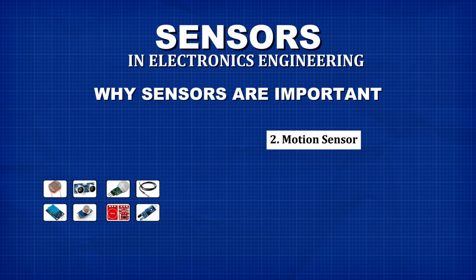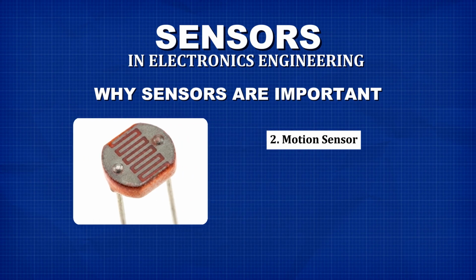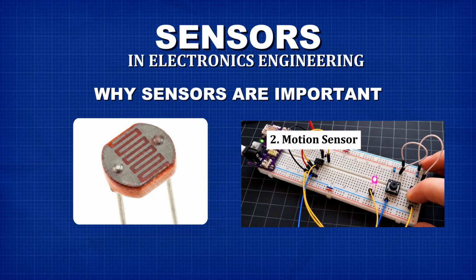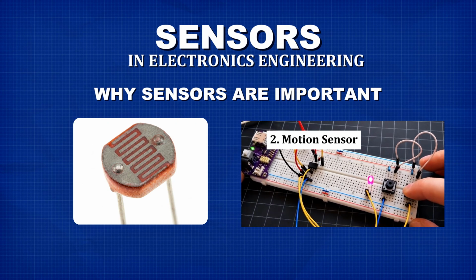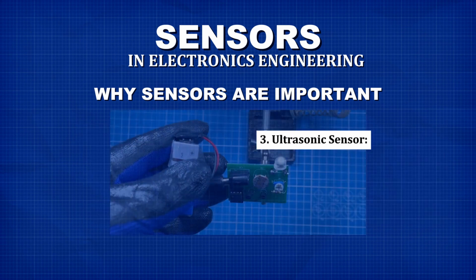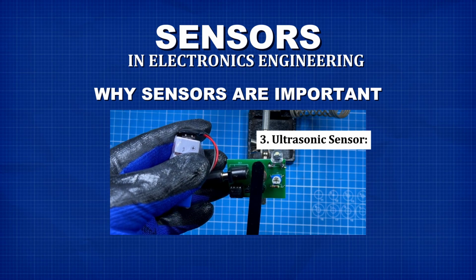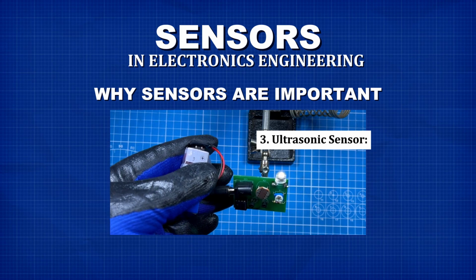So why are sensors important now? The reason sensors are very important is because they make electronic devices smart. A normal circuit can turn on or off. But when you add a sensor, the circuit can now respond to changes. For example, a simple LED circuit will only turn on when you connect power. But if you add an LDR sensor, the LED can turn on automatically when the room is dark. That means the circuit is now responding to light.